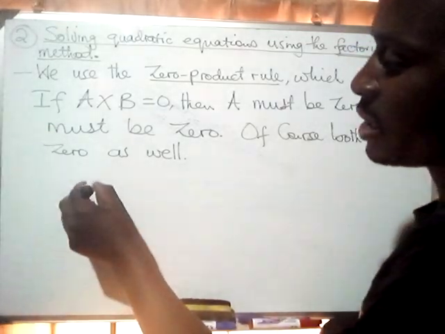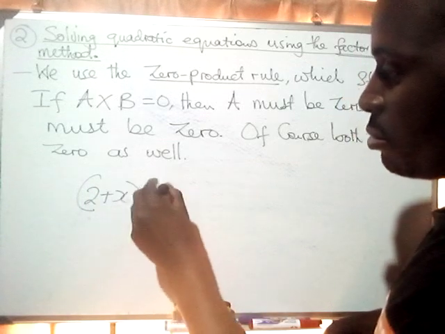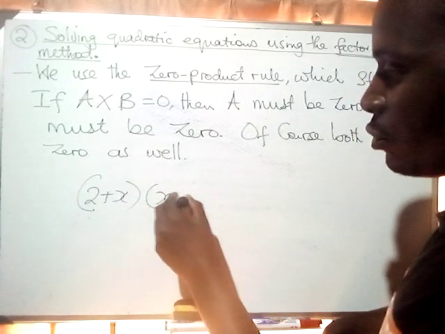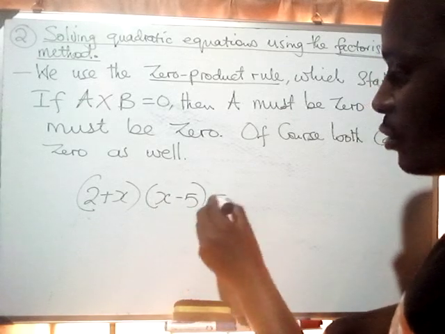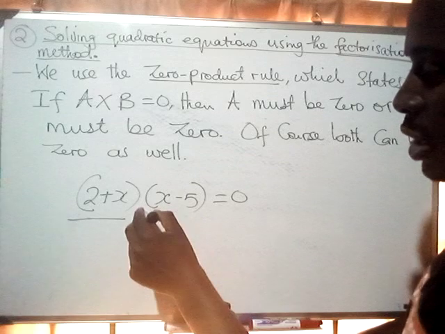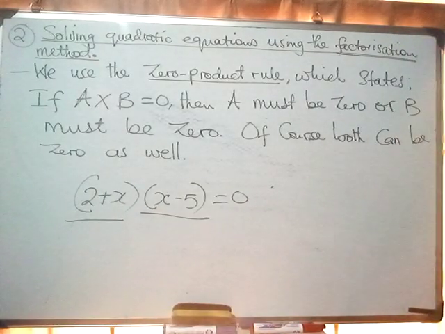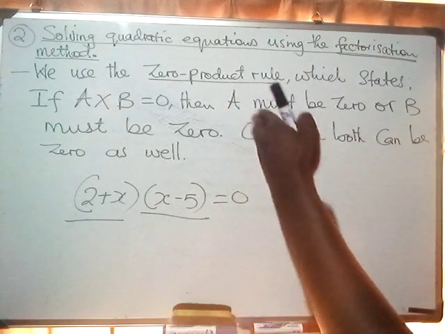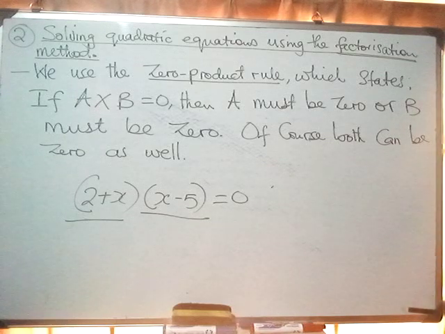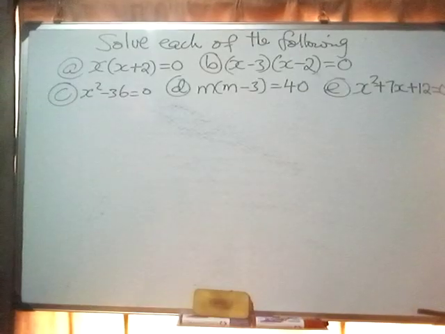It is the same as where you have things like this, then we have things like that, then you say it's equal to 0. This is where you equate this one equals 0 and this one equals 0 and find the values of x. Such are the questions we are going to deal with under the factorization method. Let us now have some examples.